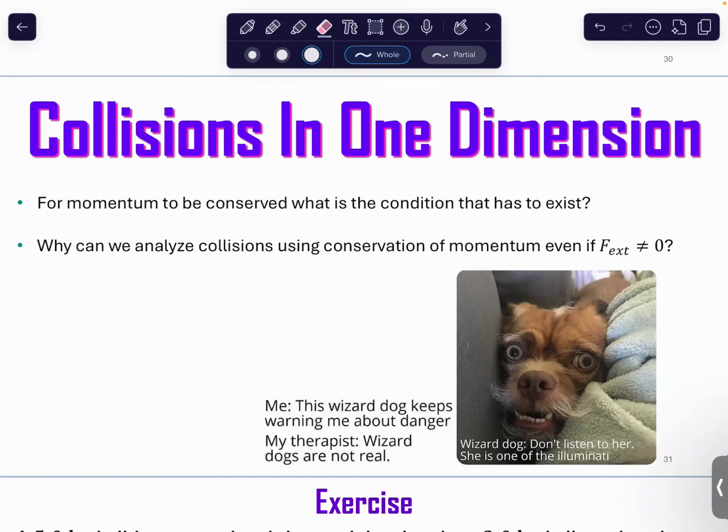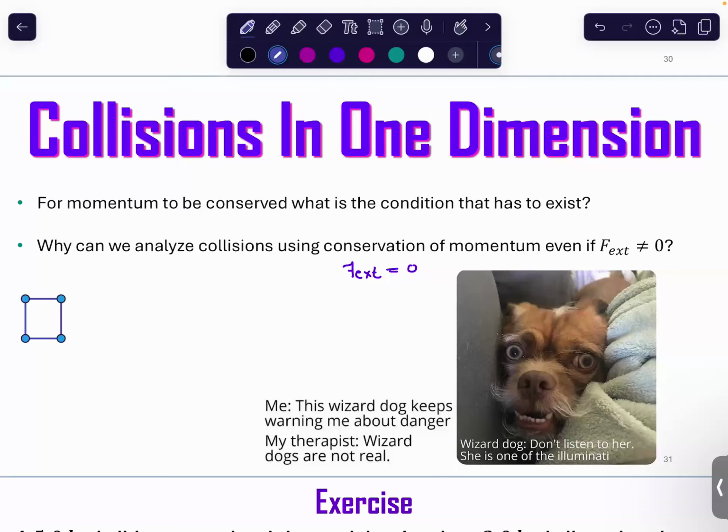That means that our external forces to the system are going to essentially be zero. Even if they're not zero, when you have two large objects colliding, any external forces are going to be very, very tiny compared to the internal forces of the system. Okay, so let's look at what we mean by this.